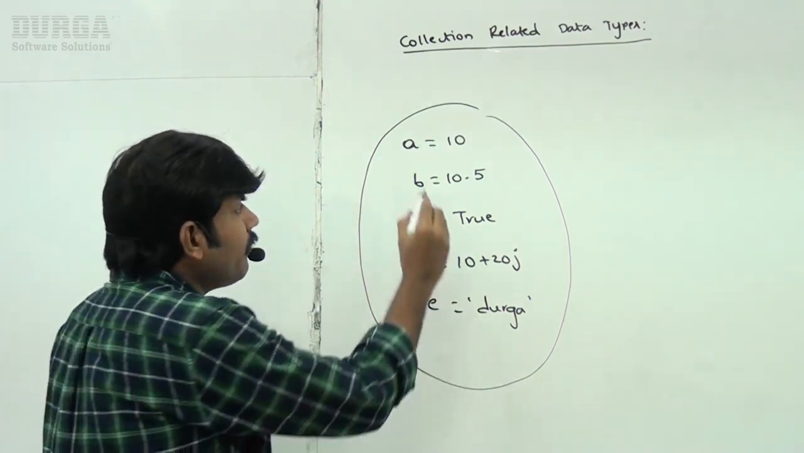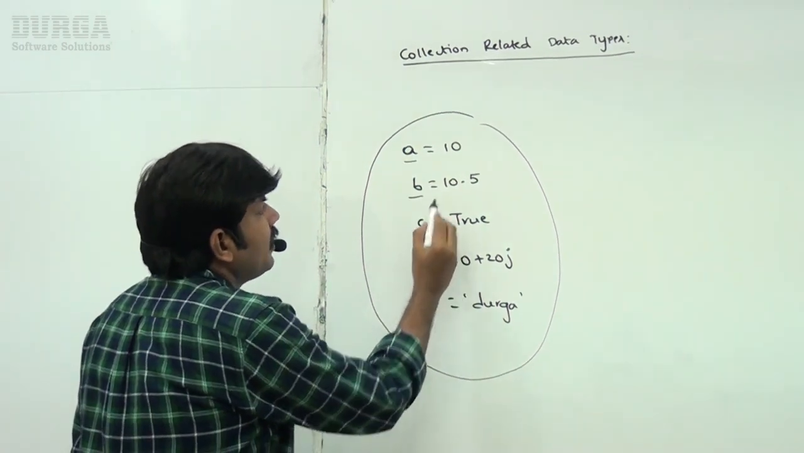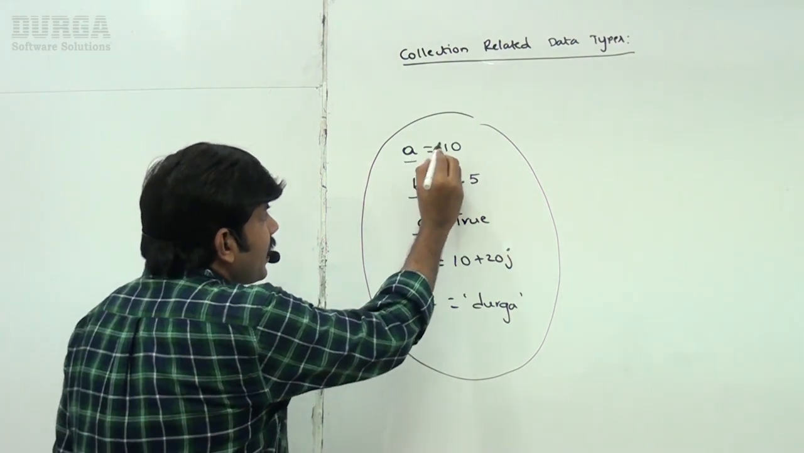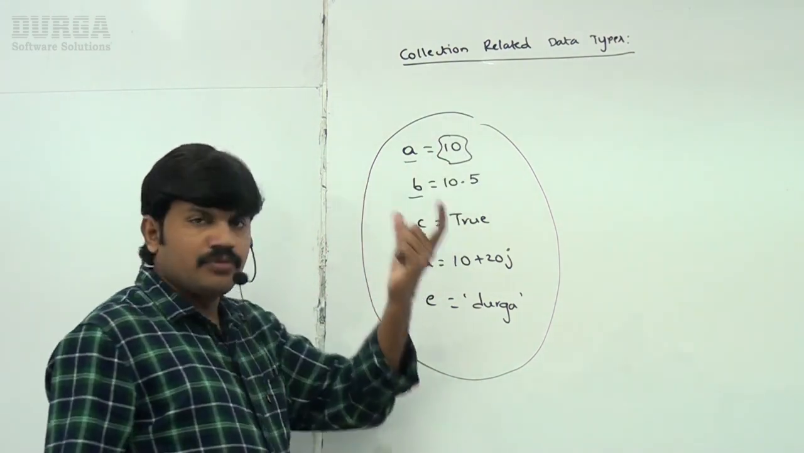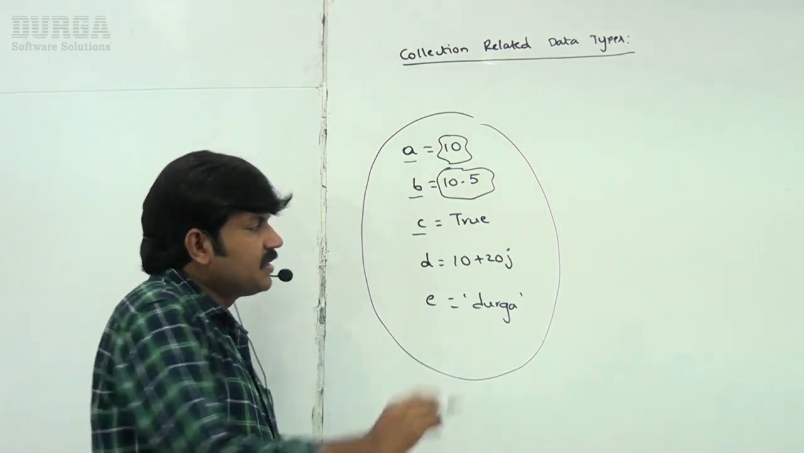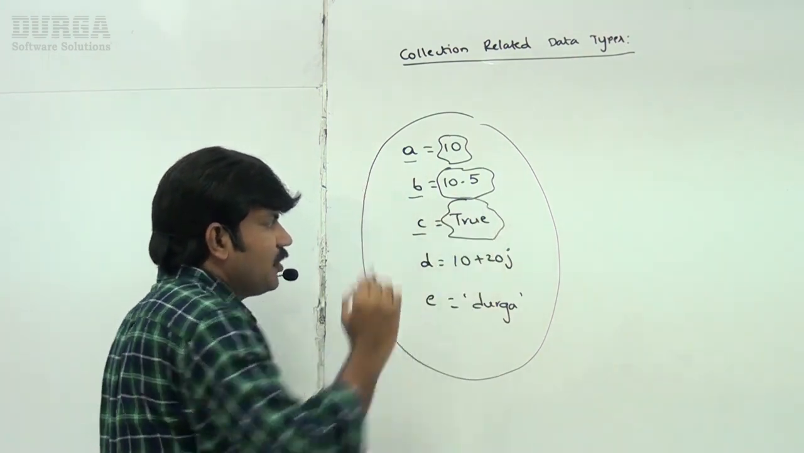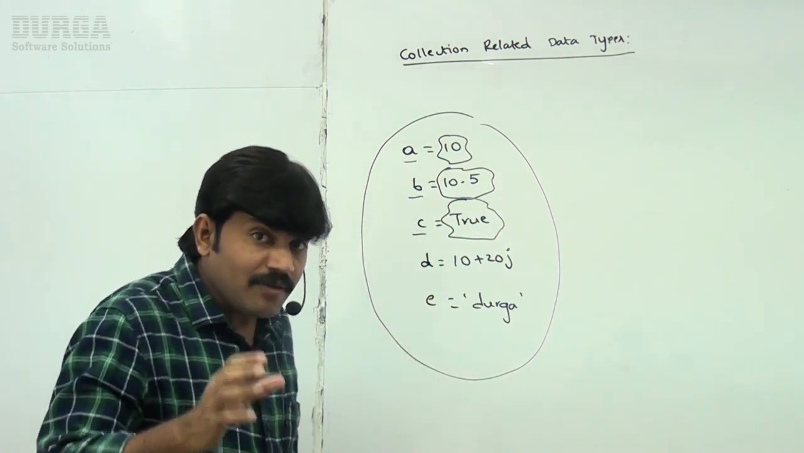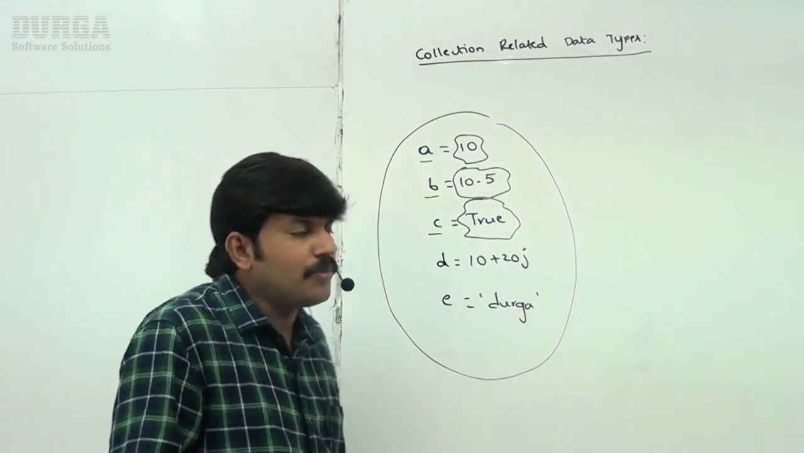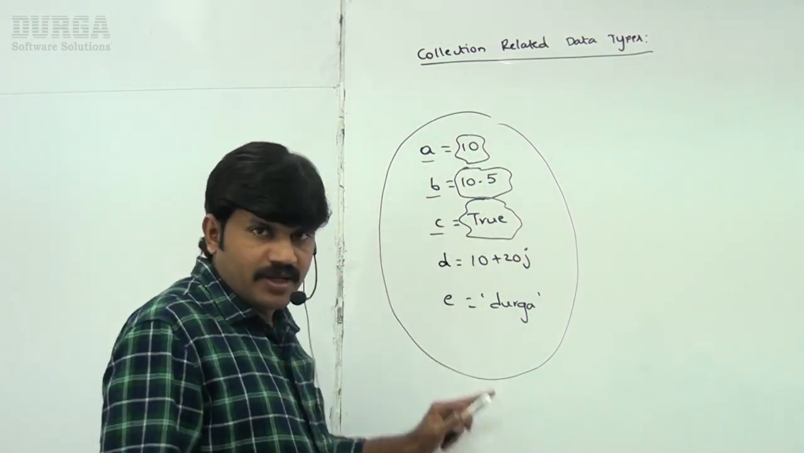Here every variable can hold how many values? Only one value. a can be used to represent value 10, b can be used to represent value 10.5, c can be used to represent value True. So in fundamental data types, every variable can hold how many values? Only one value. Clear, right?